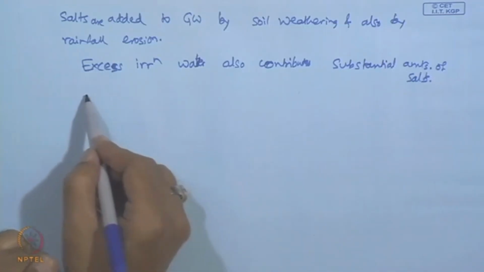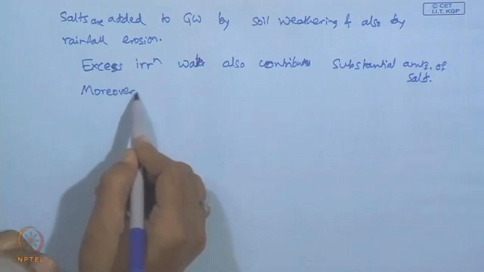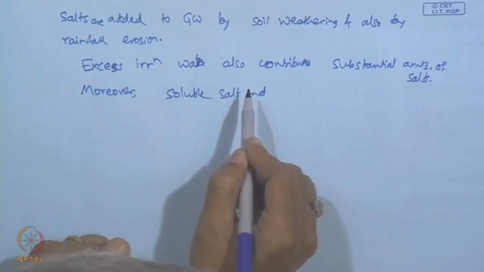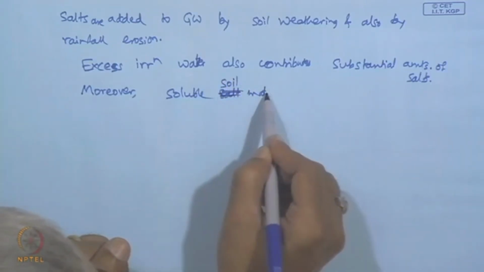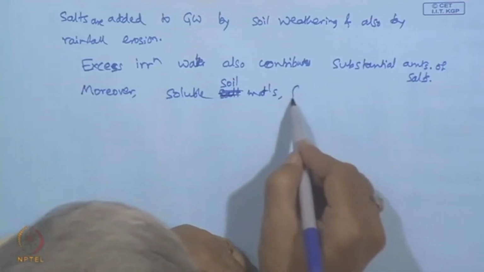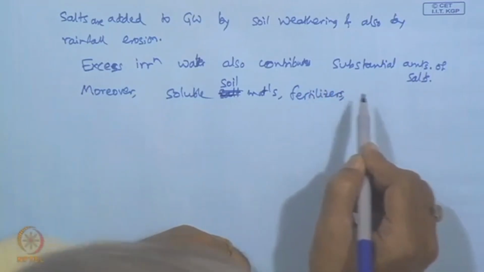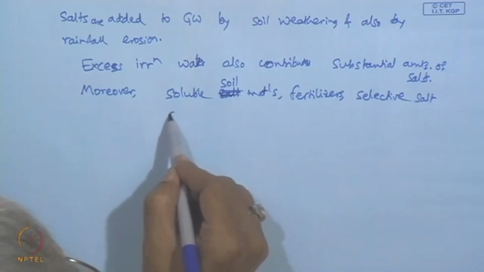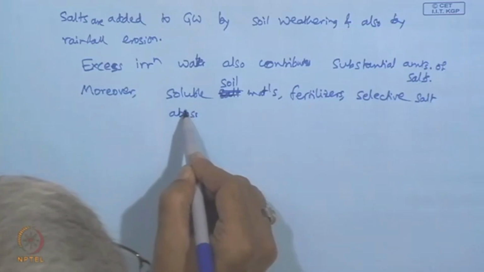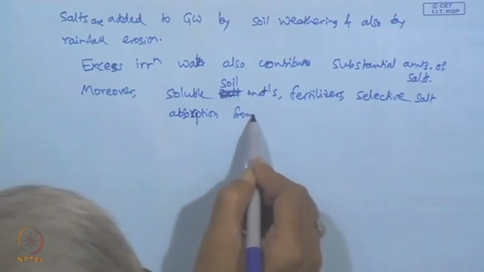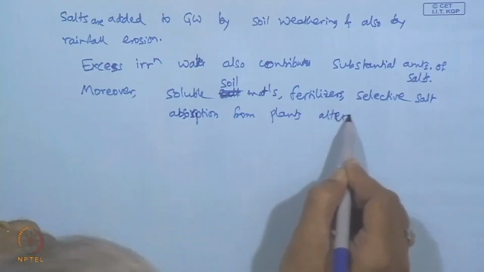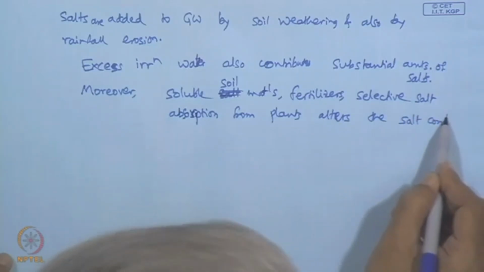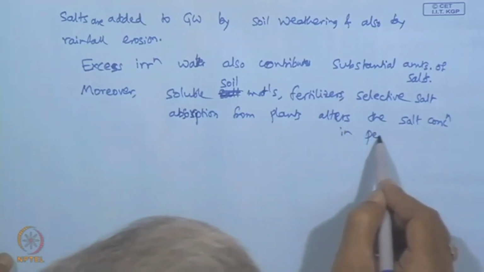Moreover, the soluble salt materials, soluble soil materials, fertilizers, this selective salt absorption from plants alters the salt concentration in these percolating waters.